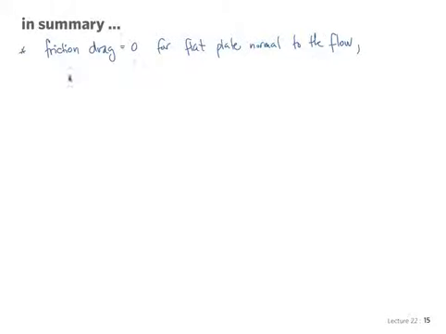And it's going to be a maximum. The friction drag is going to be a maximum for a plate parallel to the flow, since in this case the friction drag equals the total shear on the surface, in the case of the flat plate parallel to the flow.